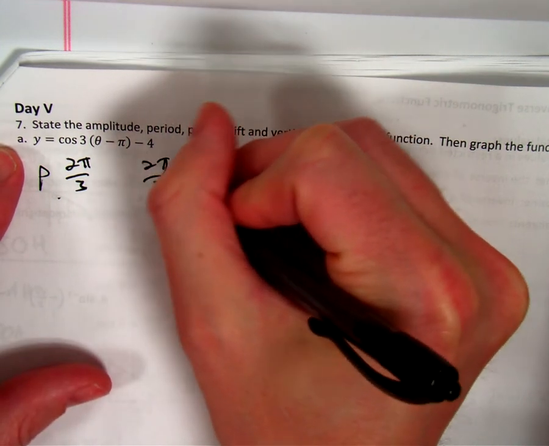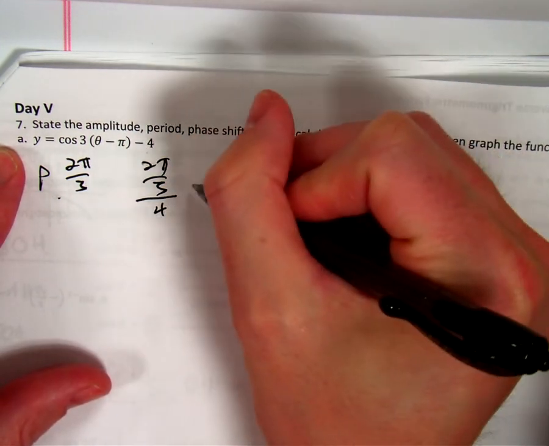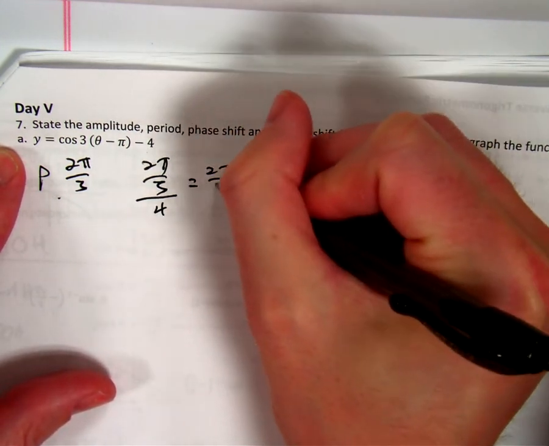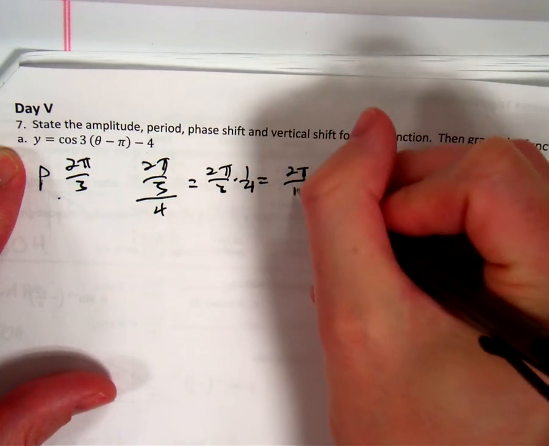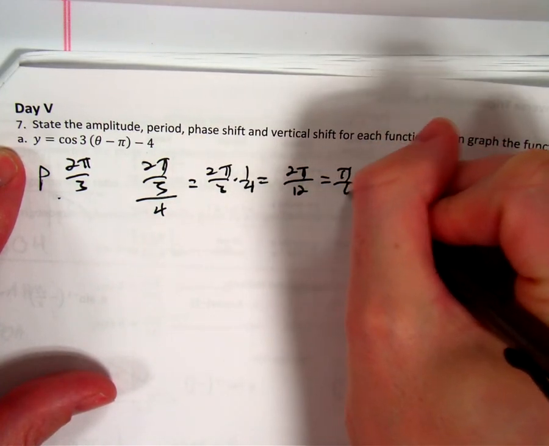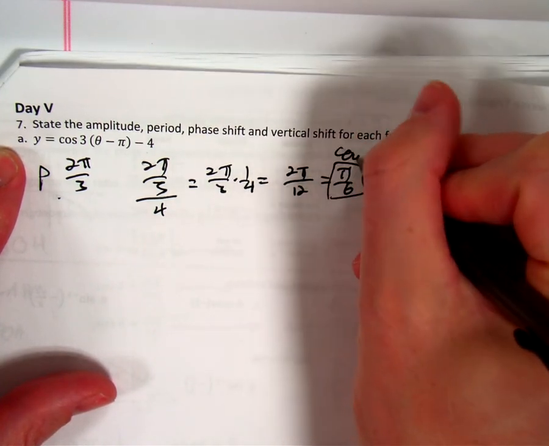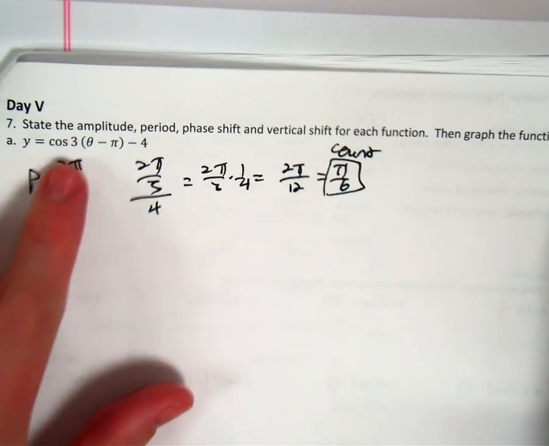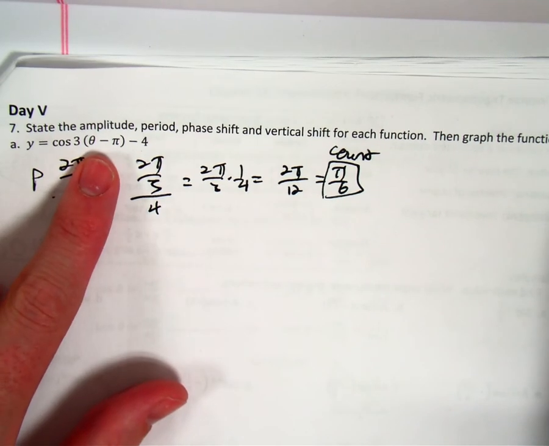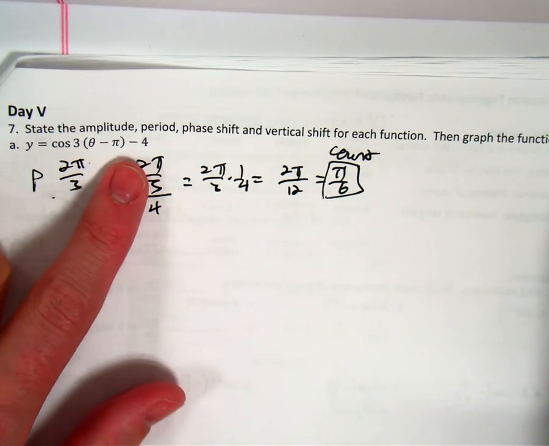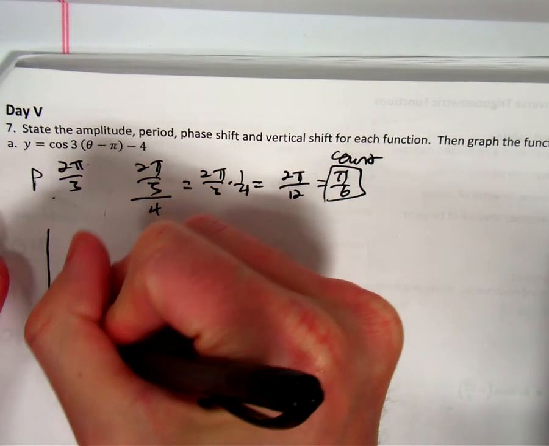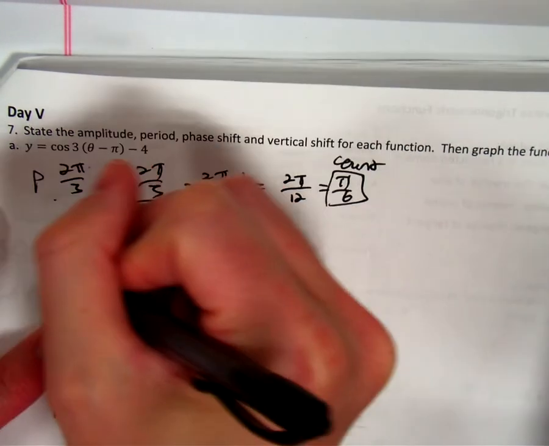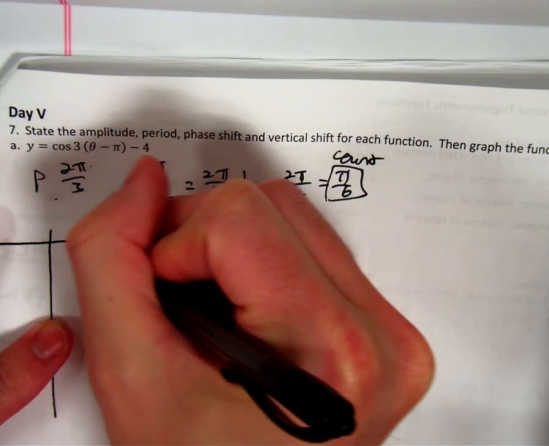2 pi over 3 over 4. Or you could write that as 2 pi over 3 times 1/4. Either way, we're getting 2 pi over 12, which reduces to pi over 6. This is what we're counting by. We are pi to the right, and we are 4 down. So this is basically all quadrant 4.